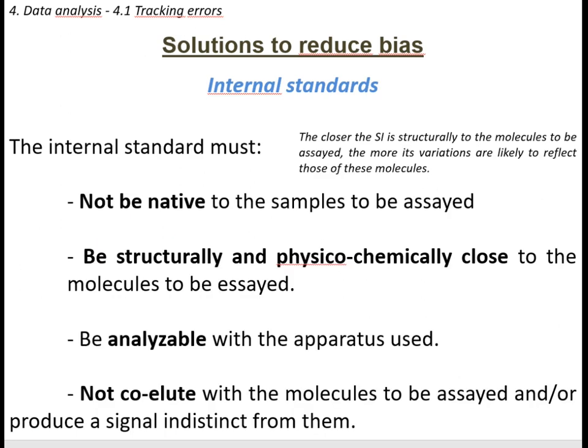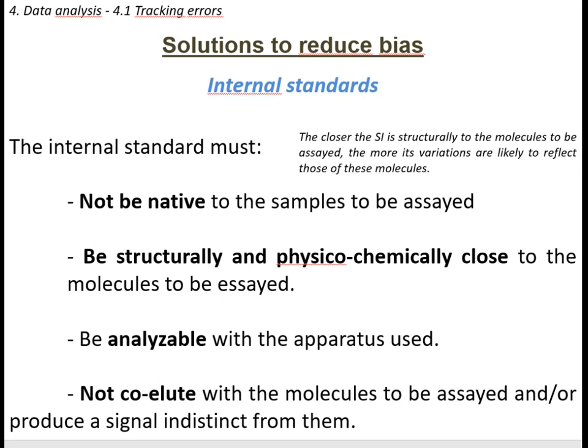To have a good internal standard, it must not be native to the sample to be assayed, be structurally and physico-chemically close to the molecule to be assayed, be analyzable with the apparatus used, and it mustn't coelute with the molecule to be assayed or produce a signal indistinct from them. You must be able to integrate it correctly.